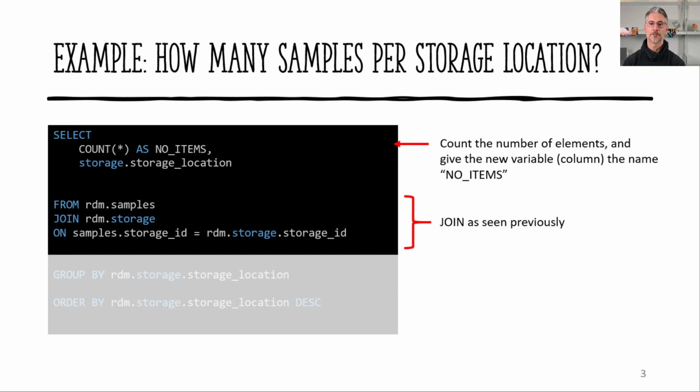So the minimal example is select, because we want to get information out, and now count star, and then we rename this as number of items, and we also want to have the storage location. These are from two different tables. So we start with count star referencing RDM samples. Then we add the table join RDM storage, and we need to tell the database how to do that, and we link the information via the primary and foreign key storage ID.